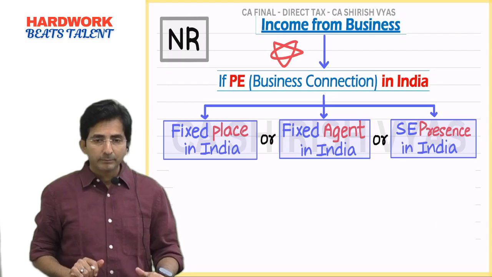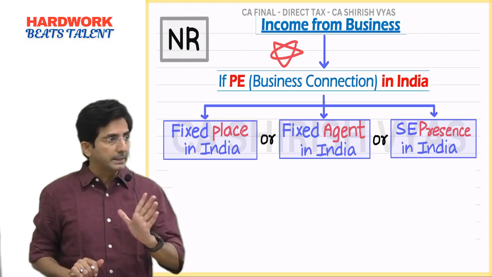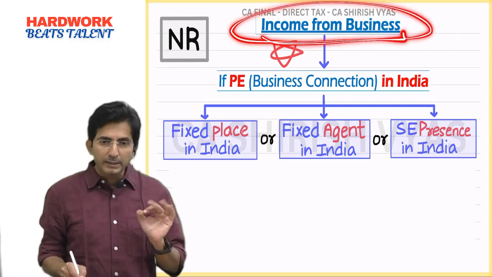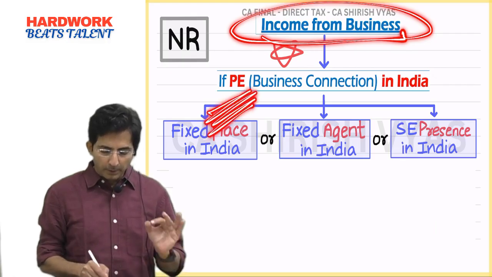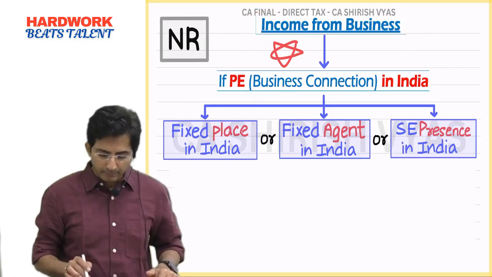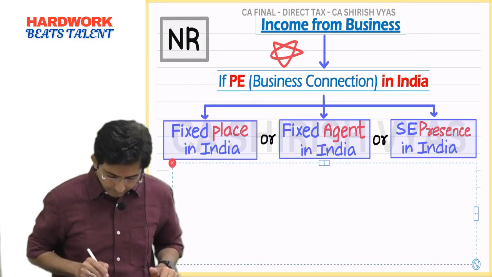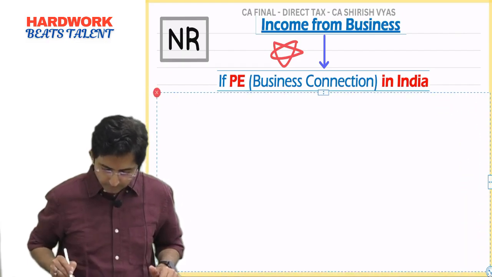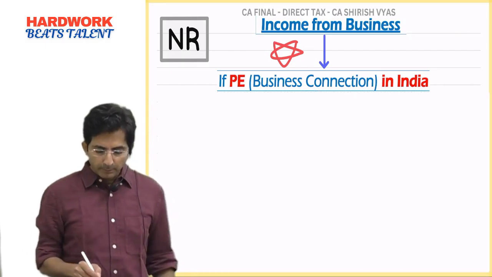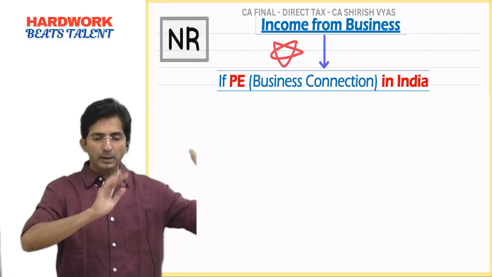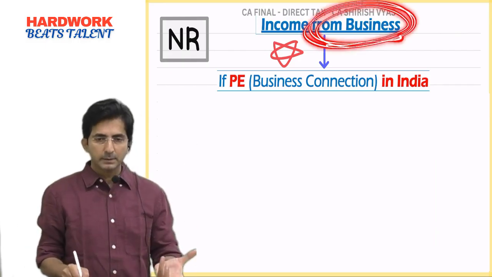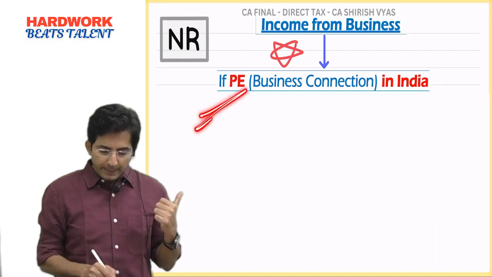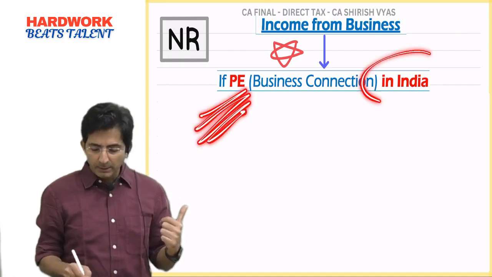Then next head, PGBP, income from business. Now see, this is important. Business income accrues in India when? If you have a permanent establishment in India. Focus on this. Tell me, for a non-resident, if he has some business, when will you say his income is accrued in India? If he has a permanent establishment in India.